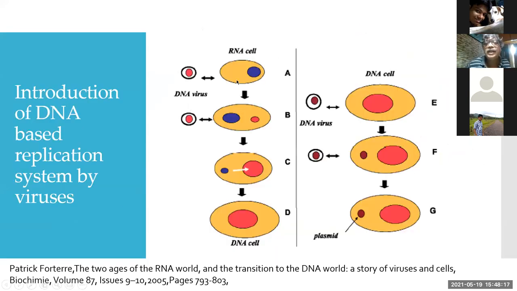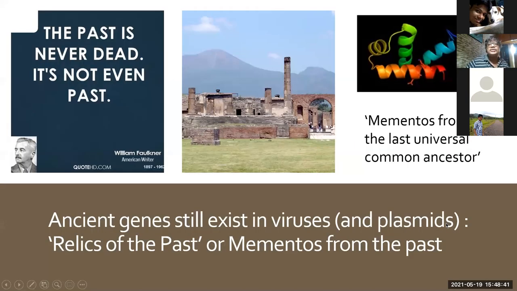So this is again a summary of what I have discussed. Here we show that the original RNA cell was there, the DNA virus entered, and it reverse transcribed the RNA, and then it produced the DNA-based world. Some of these viruses could not do anything, so they just shed their outermost coat protein, and they became what are called plasmids. So now let's go in a little bit of a different direction.